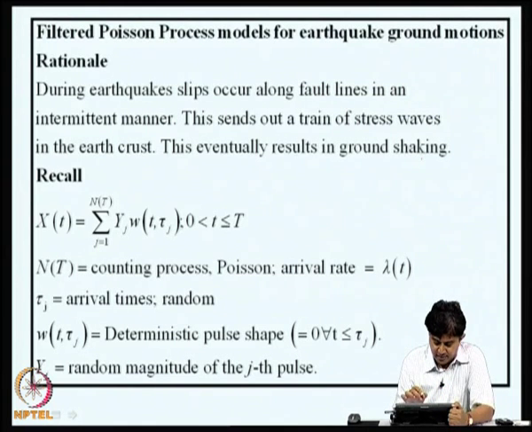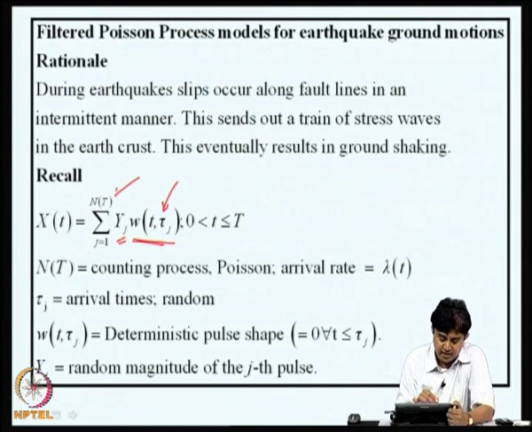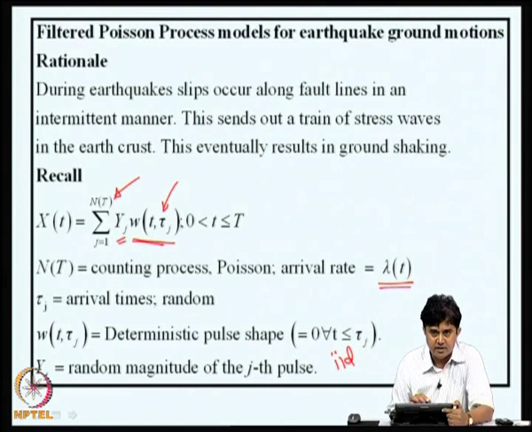So, now we can propose a model that x of t, which is the ground motion observed at a given site, is a superposition of several stress waves with random amplitudes arriving at random time instants, and the number of stress waves that arrive is modeled as a Poisson counting process. So, N of t is the counting process, it is Poisson, and the arrival rate, for purpose of discussion, we take to be a function of time. Tau j are the arrival times, which are again random. We take the pulse w of t comma tau j as a deterministic pulse shape, equal to 0 for t less than or equal to tau j. Yj is the random magnitude of the jth pulse, and typically we take Yj to be a sequence of IIDs.